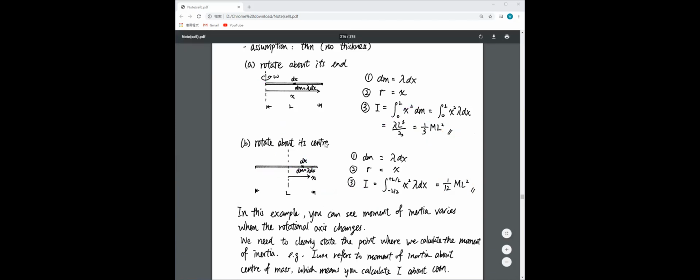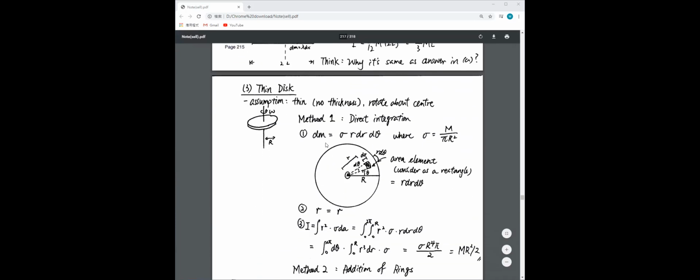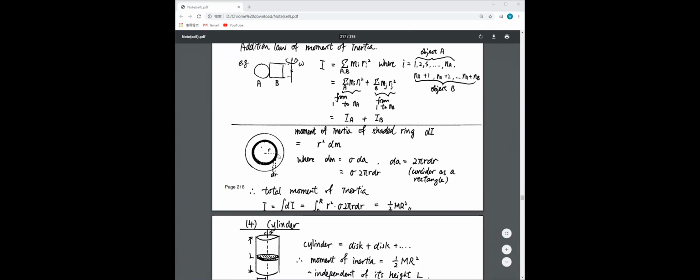Okay, so then let's go on. For the thin disk, actually you can consider it as many different rings.